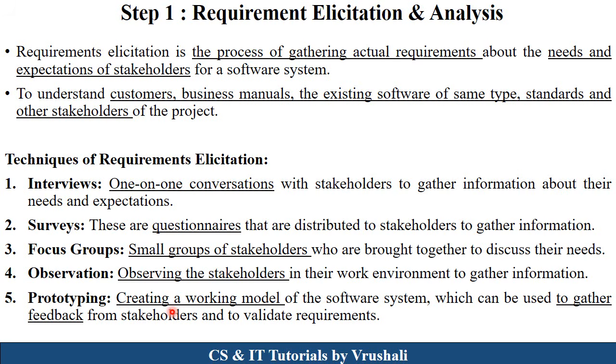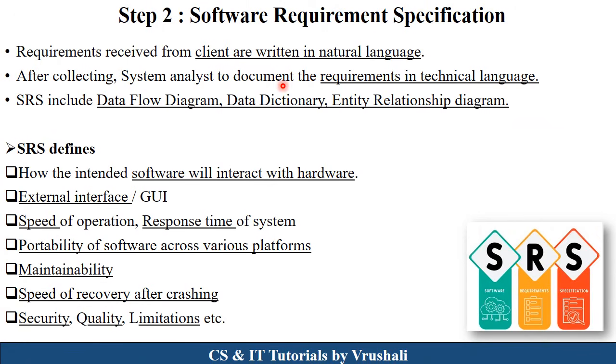If the customer wants any changes, they make these changes, and after customer satisfaction, they develop the actual product. So these are the different methods to collect requirements from the customer. Now the next one is the software requirement specification. After collecting requirements from the customer, the system analyst maintains all these requirements in one document. This document is called the SRS, that is, software requirement specification.